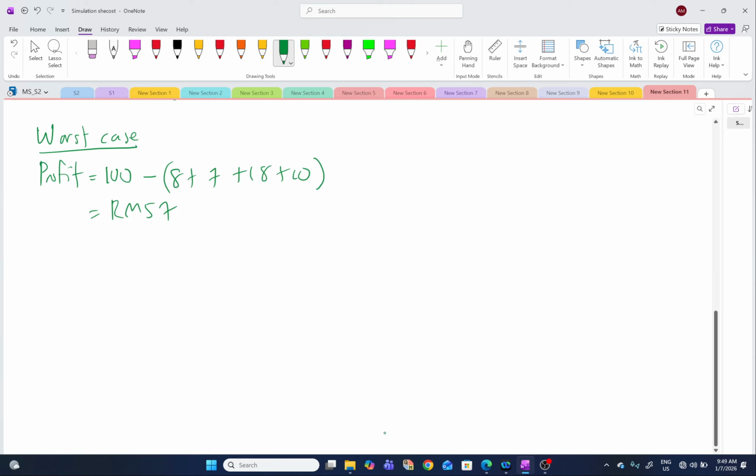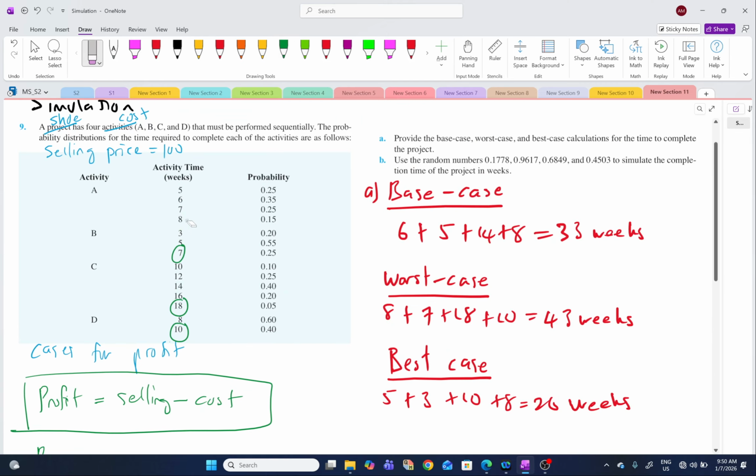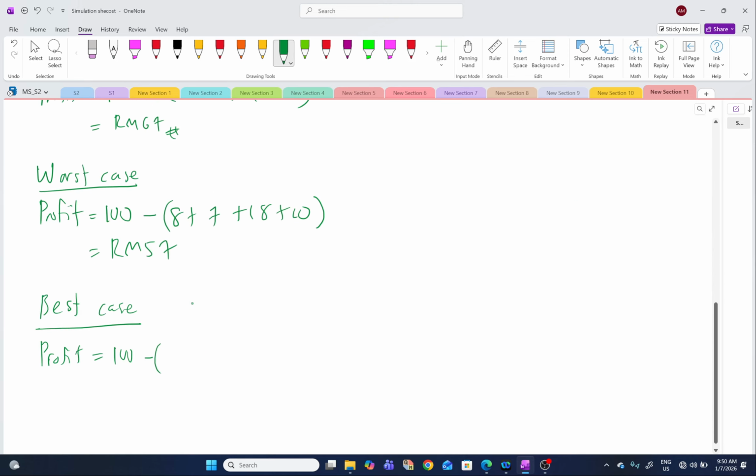Alright, then the best case would be... best case means highest profit. In which situation will we get the highest profit? When the cost is less. So we choose a lower cost. The lower cost here would be 5, 3, 10, 8.